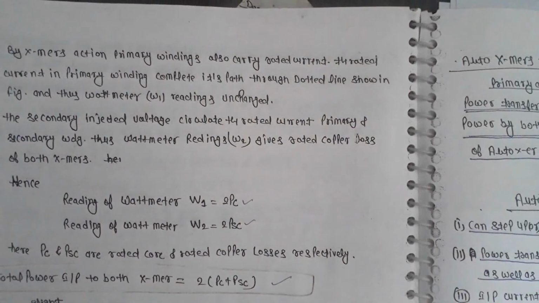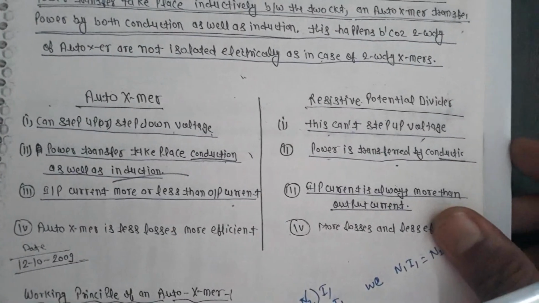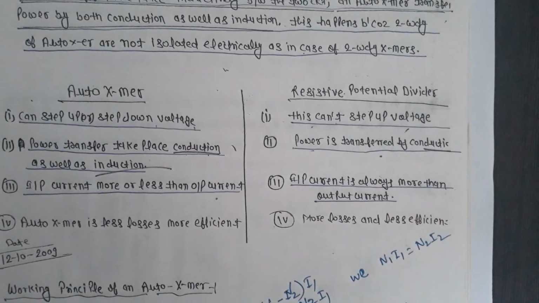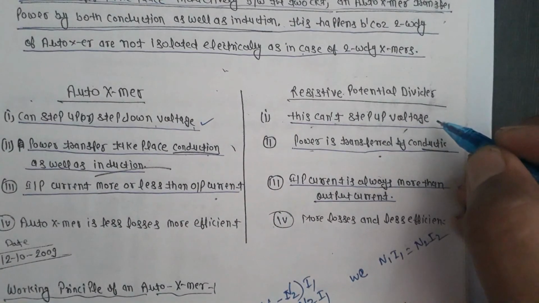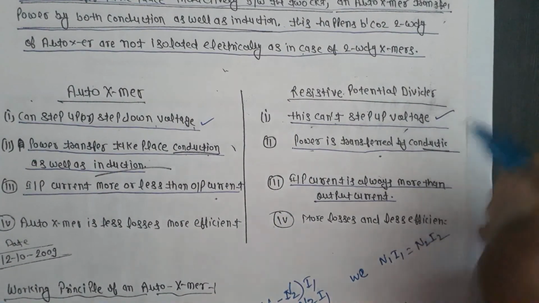Now we will discuss what is the difference between the auto transformer and the resistive potential divider. The auto transformer can step up and step down. The resistive potential divider cannot step up voltage.